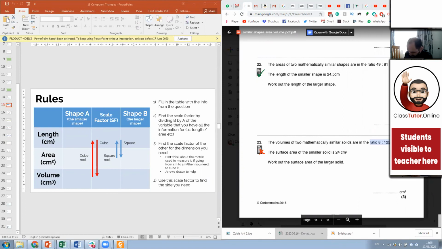So the ratio of 8 to 125, what does that mean? It means for every 8 centimeters cubed of volume in the small one, because of course it's volume, it's going to be 125 centimeters cubed for the larger one. So this tells you a relationship between one and the other. So if you want to work out how you go from one to the other, you divide the bigger one by the smaller one. So that gives you 125 divided by 8, which is what, Imad?